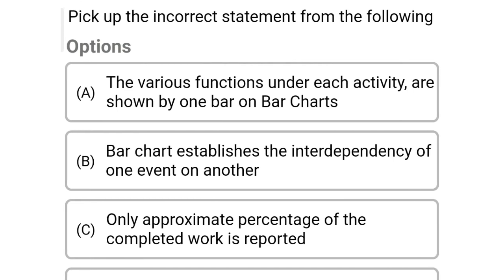So next question, pick up the incorrect statement from the following. Option A, the various functions under each activity are shown by one bar on bar charts. Option B, bar chart establishes the interdependency of one event on another. Option C, only approximate percentage of completed works is reported. Option D, none of this. So the correct answer is option B, bar chart establishes the interdependency of one event on another.